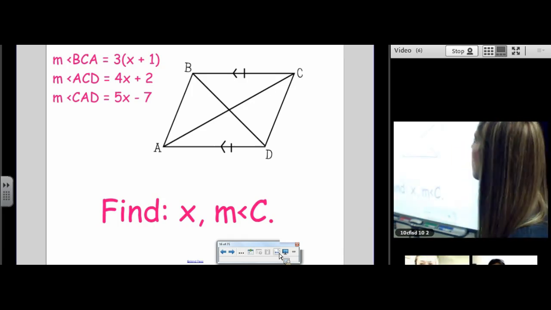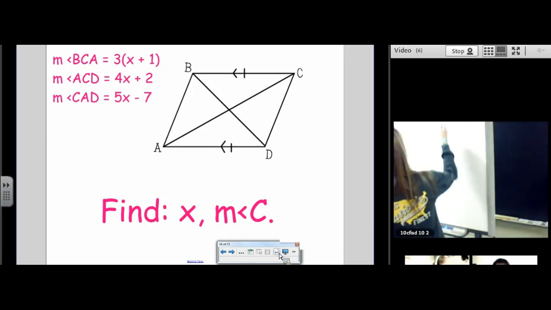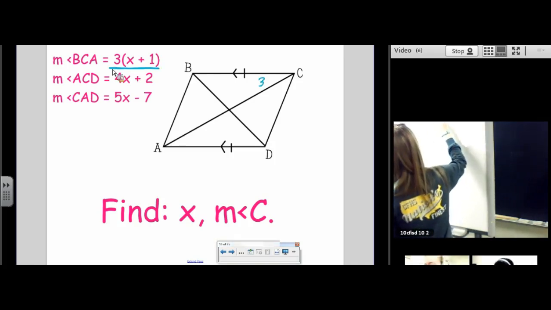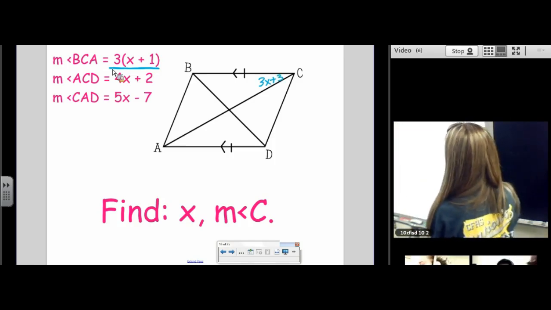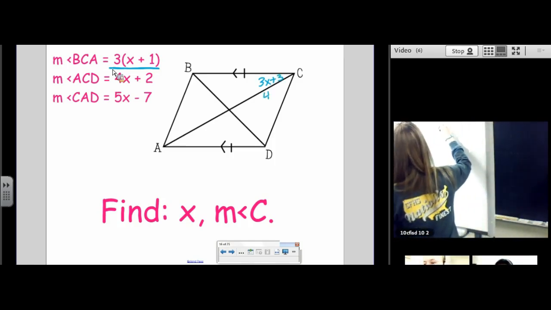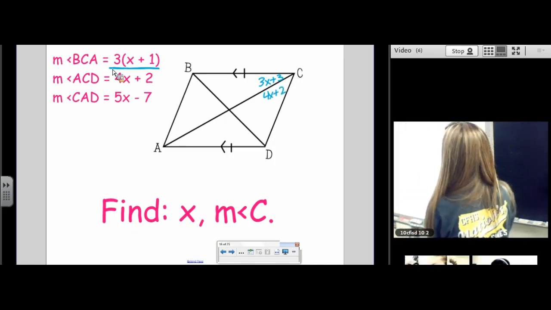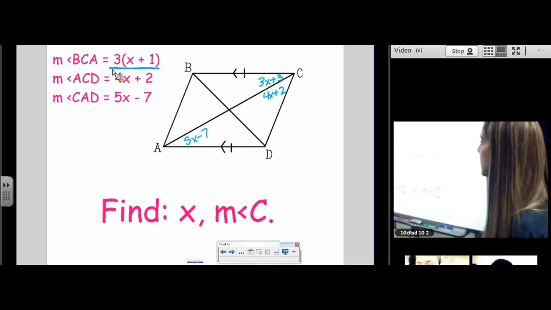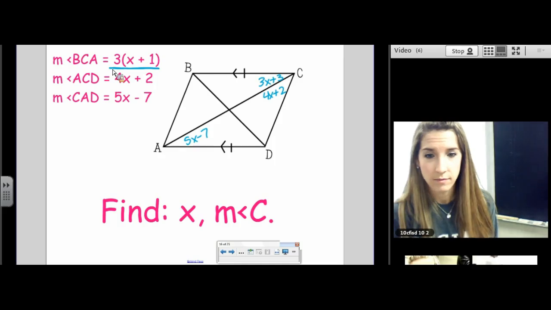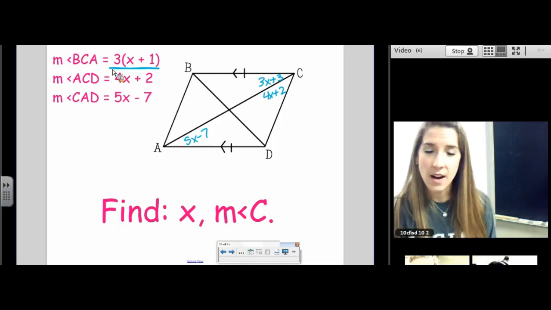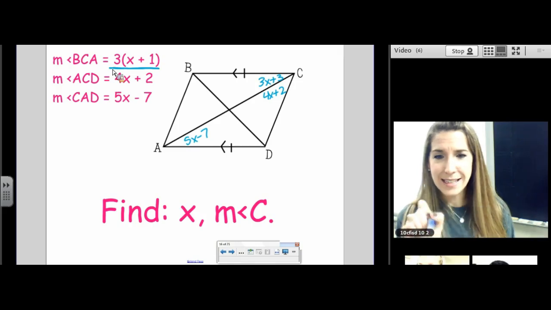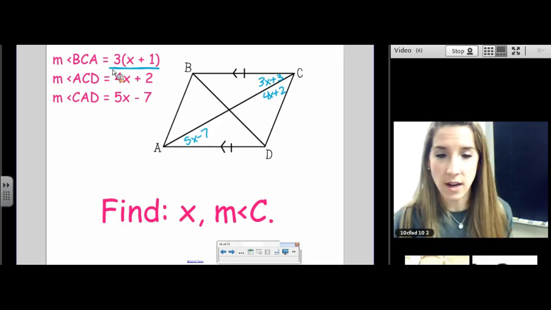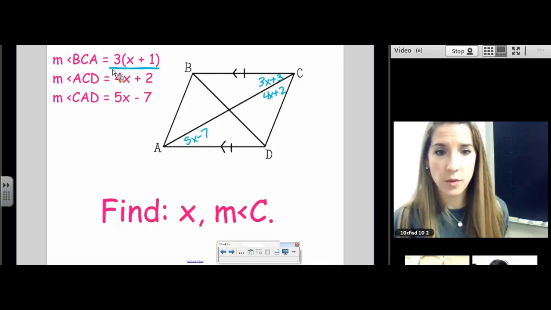Okay. On this next one, we have BCA. I'm going to go ahead and distribute this, if that's okay. 3x plus 3. We have ACD, 4x plus 2. And we have CAD, 5x minus 7. So in this problem, we need to decide what we're allowed to set equal. We have 3 different equations. Be careful. This BADC is just a parallelogram. It is not a rhombus, it is not a rectangle, it's not a square.